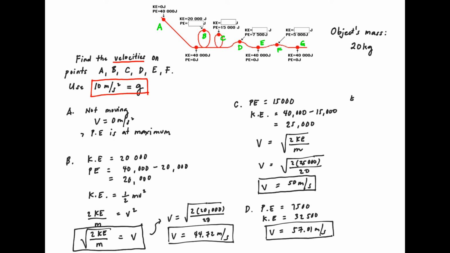Now, how about on point P? Since the potential energy is 0 and the kinetic energy is 40,000, we could simply apply the formula for the velocity, and the answer for that is, let me press that first in the calculator, and the answer for that is 63.25 meter per second.